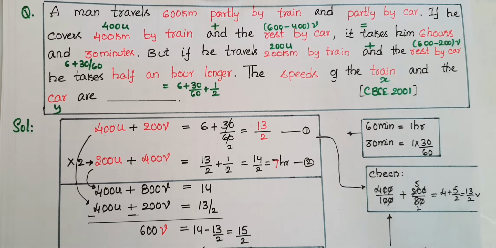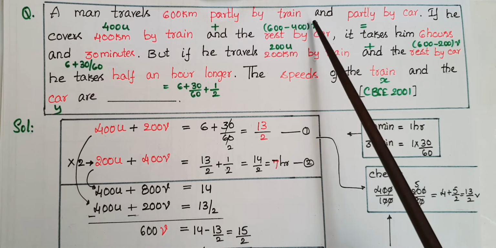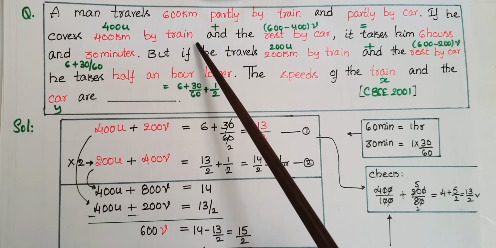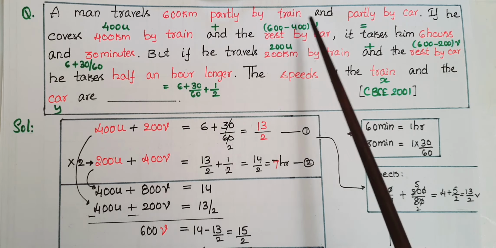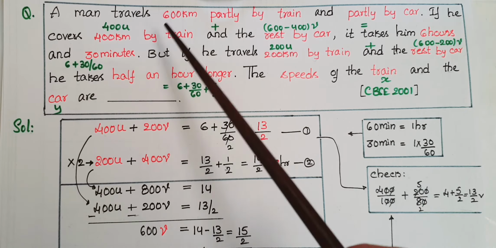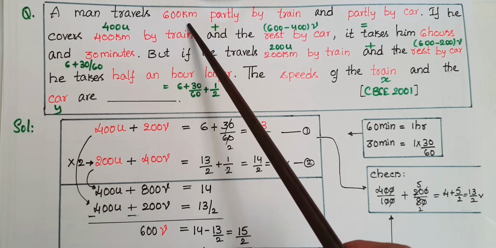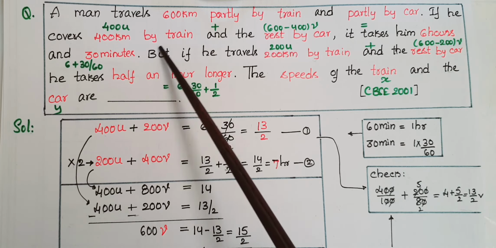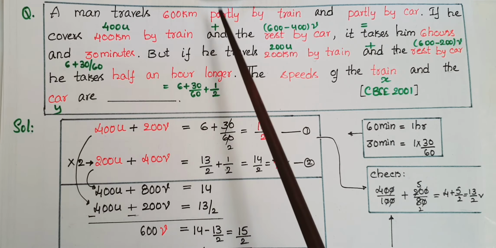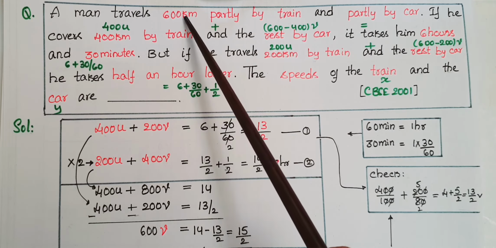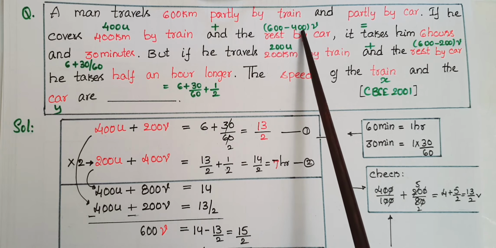This is another question. A man travels 600 kilometers partly by train and partly by car. If he covers 400 kilometers by train and the rest by car, it takes him 6 hours and 30 minutes. So here the total distance is 600 kilometers, and partly by train he travels 400 kilometers. So 400u plus the rest by car, that is 600 minus 400, that is 200v.